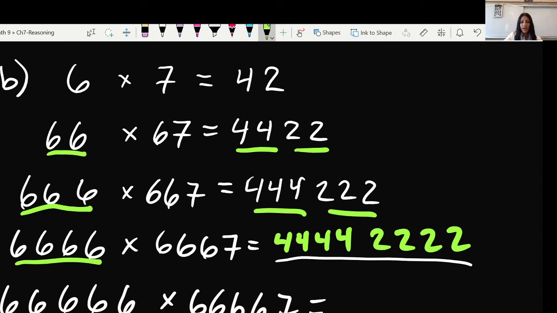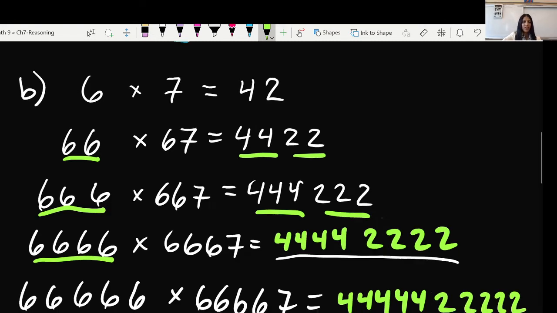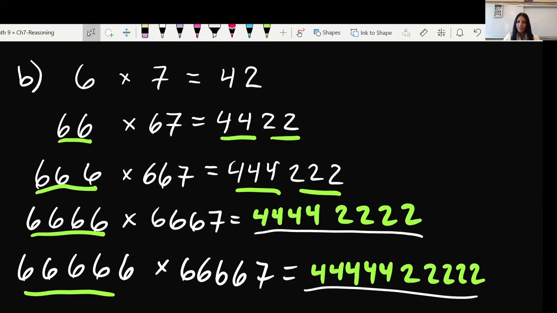And here we have 5 6s, so it's probably going to be 5 4s, and then the same number but up 1 digit, so you're going to have 5 2s as well. Hardest part is writing them and fitting them all in here.